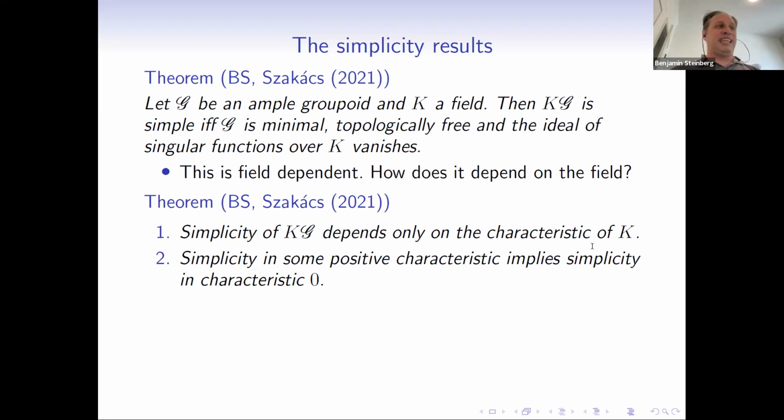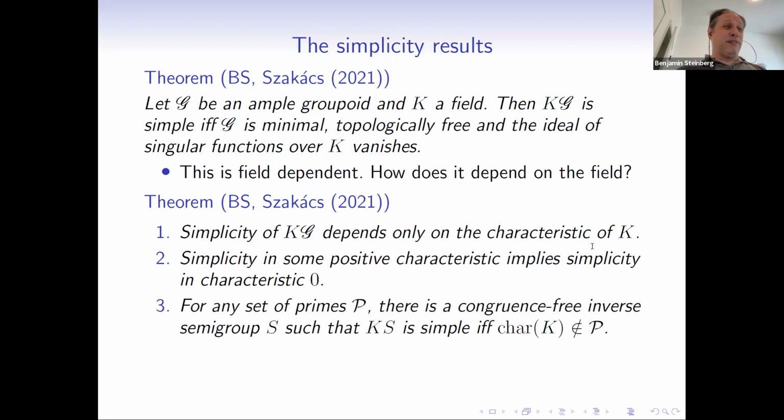Another thing we showed is that simplicity in positive characteristic implies simplicity in characteristic 0. So if you have any singular functions over characteristic 0, by being somewhat clever, you can push things into positive characteristic at any prime you like and still have something bad. Because remember, once it's not simple in characteristic 0, it's already true over Q, and you can clear denominators and play games like that. We also prove that for any set of primes P, there's a congruence-free inverse semigroup S so that the semigroup algebra is simple if and only if the characteristic does not belong to P. So what this is kind of saying is that 2 is the only constraint.